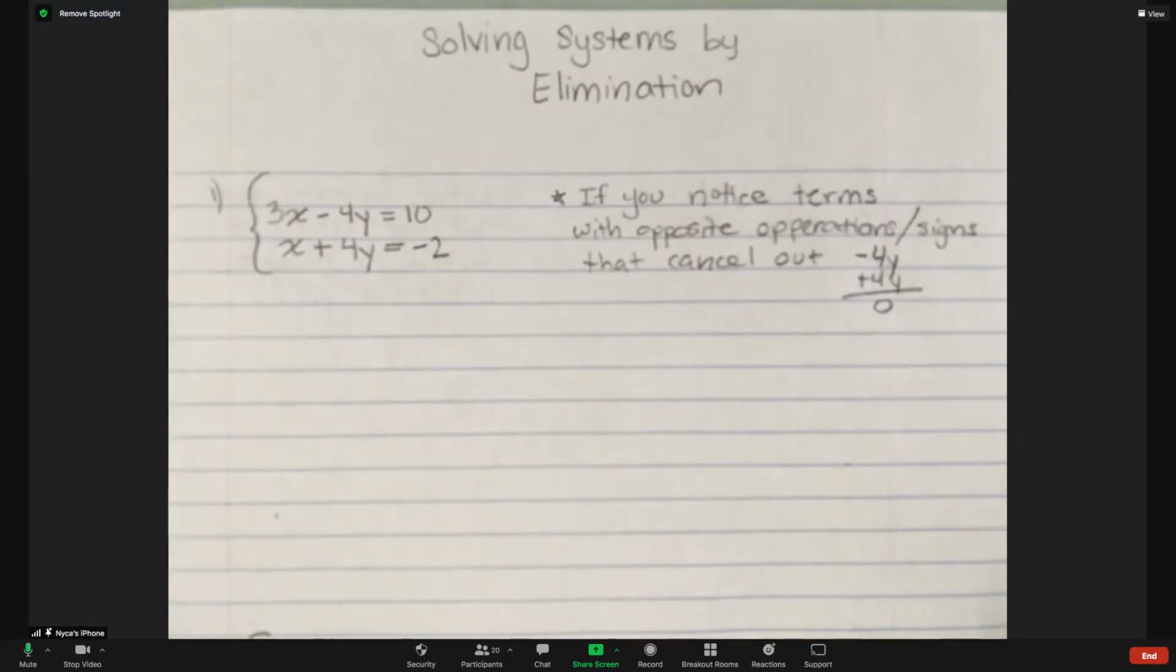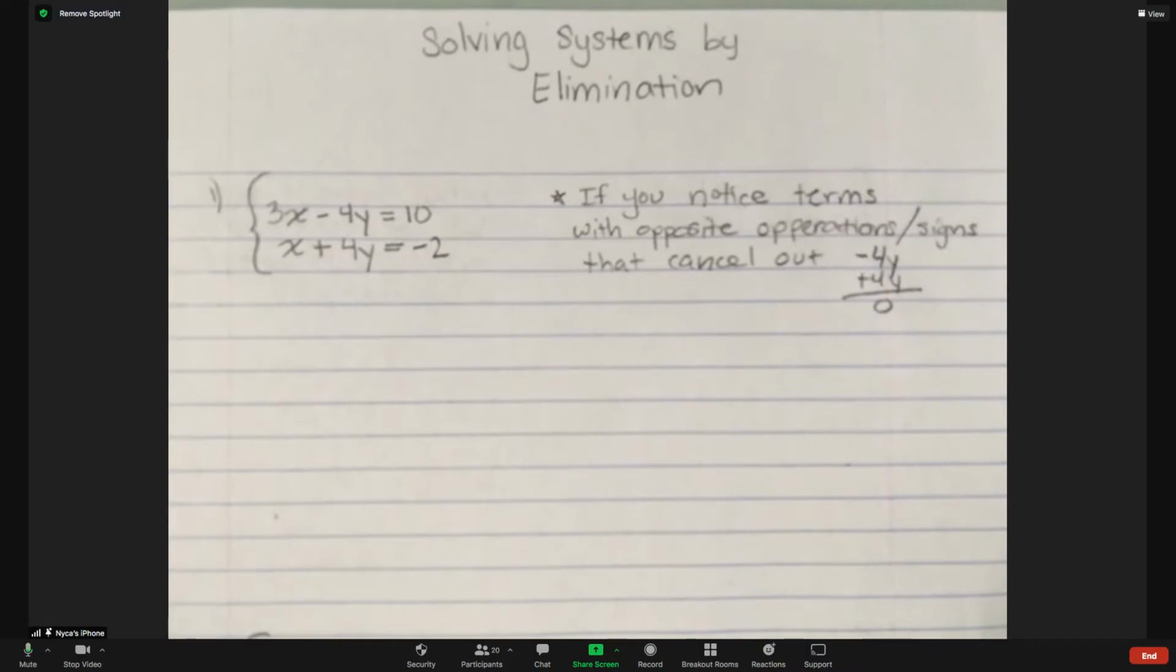Solving systems by elimination. So we've looked at solving systems by graphing in a previous video. We've done solving systems by substitution in a previous video. This time it's going to be done with elimination. And the whole objective is to eliminate one of the variables off the bat.